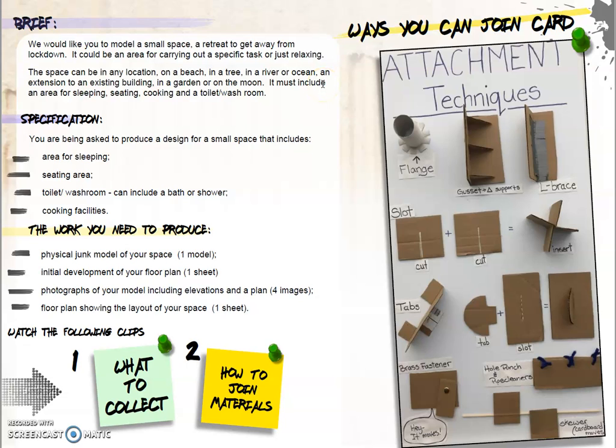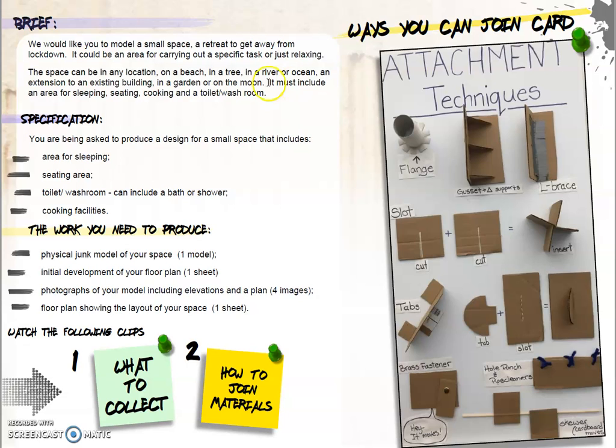This is the brief and the specification on this page. It tells you what we want. What we want is a small space that you can retreat to, to get away from this lockdown, and it can be anywhere. It could be on a beach, in a tree, in a river, in an ocean. It can be added on like a bit of parasitic architecture onto the side of a house, or it can be on the roof of a house, or it can be anywhere.